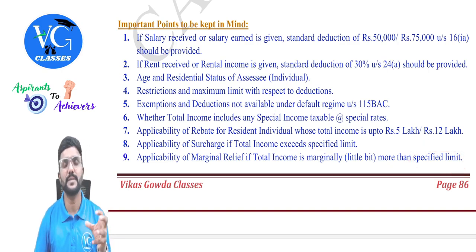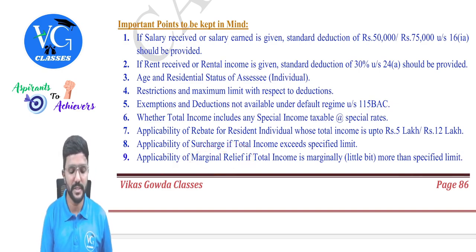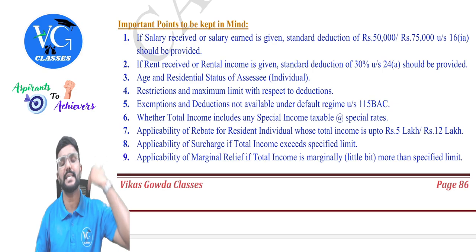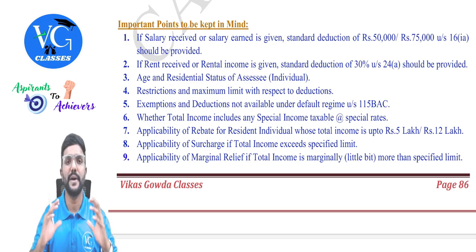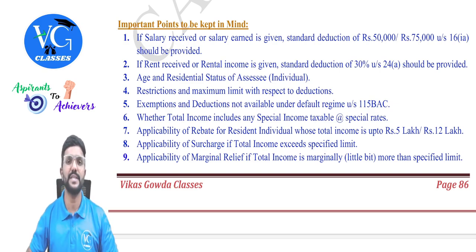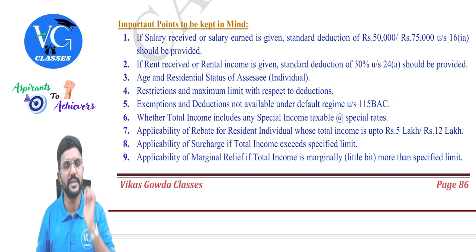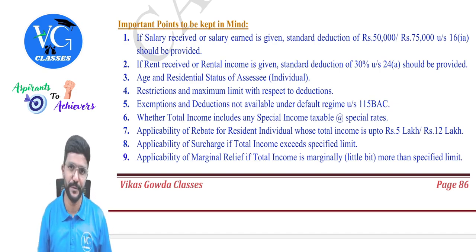So if the total income is marginally more than the specified limit for applicability of surcharge, then we should also take care of marginal relief. This concept we already discussed in detail in the tax rates chapter, guys. These are all the points which you need to take care of while solving questions on total income and tax liability. If required, you can mark this video and watch it on the exam day also, so that you will not commit silly mistakes while solving the questions.